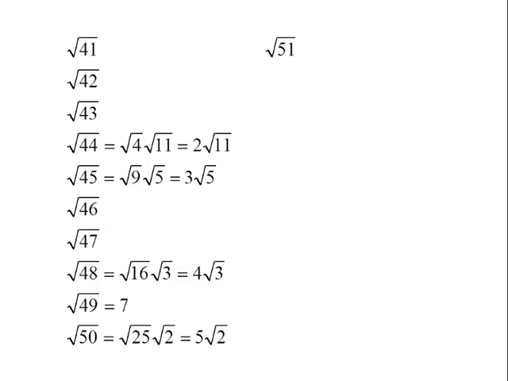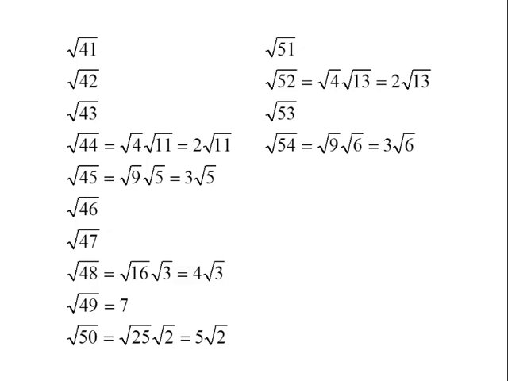radical 2. 51 is 3 times 17, no perfect square factors. 52 has a factor of 4, so we're left with 2 radical 13. 53 is prime. 54 has a factor of 9, so we have 3 times the square root of 6. 55 is 5 times 11, no perfect square factors.